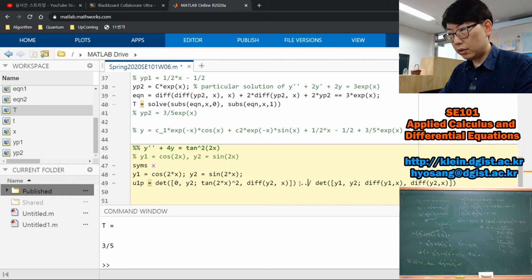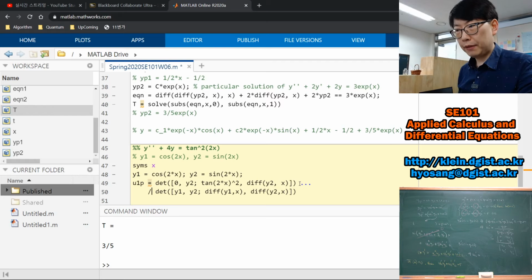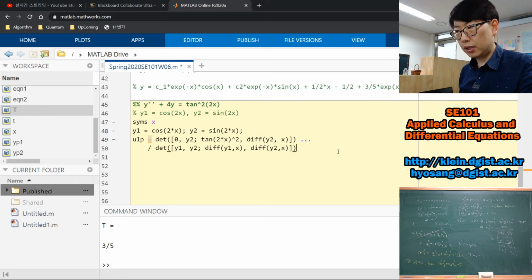If the line is too long, you can separate the line with 3 dots. If you put the 3 dots at the end of the line, then what comes on the next line will be joined with the previous line. So with these 3 dots, MATLAB considers these 2 lines as one single command. This is one tip that you can use.